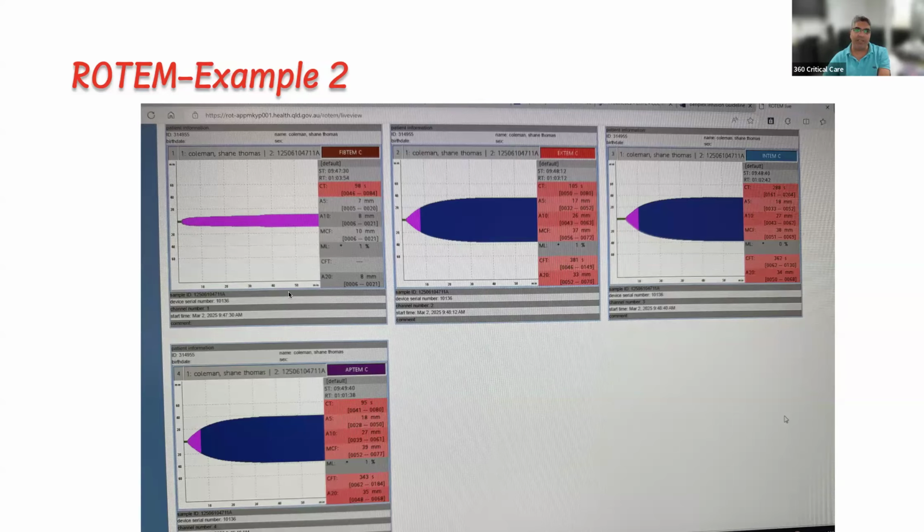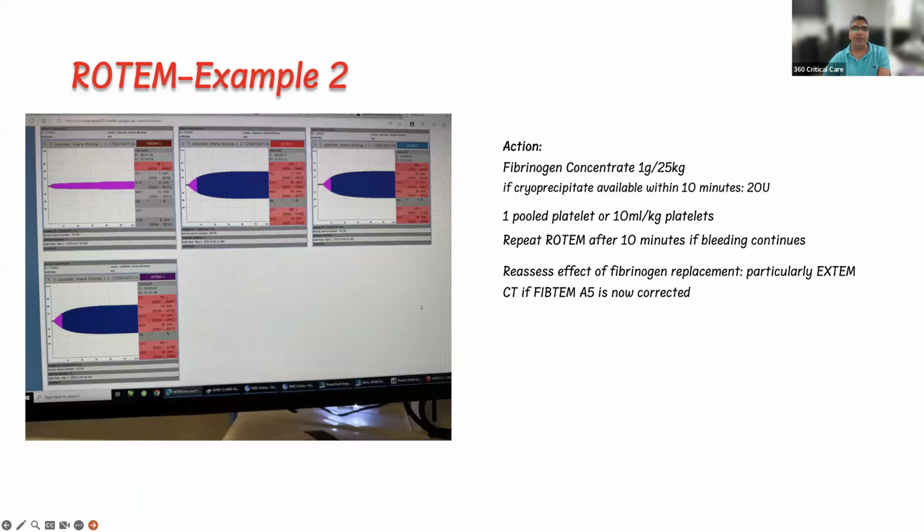So how will you treat it? You will supplement the fibrinogen here, because with the other channels you will not be able to interpret anything as long as you have a fibrinogen deficiency. So you give fibrinogen concentrate or cryoprecipitate, depending on availability. You can supplement a pool of platelets because you are not sure whether it is because of platelet and fibrinogen or just fibrinogen, just to make things a bit more problematic.